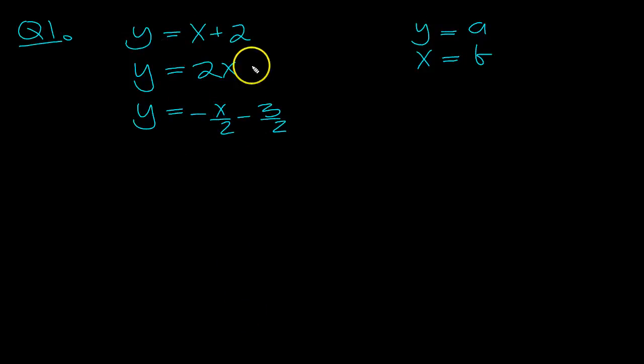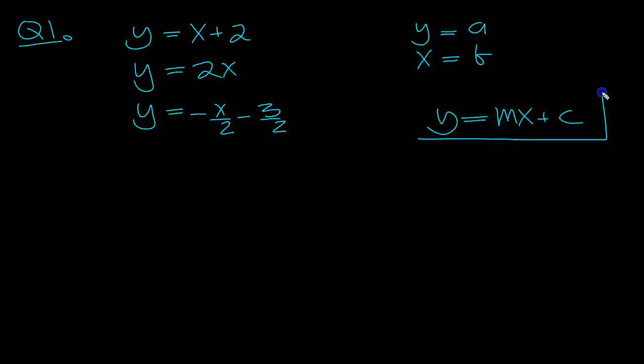Okay, these are three lines that we need to sketch. We'll do a little sketch of them just to show what the gradient and intercept are. The general form of a straight line is y equals mx plus c, as we know. This represents an equation of a straight line.